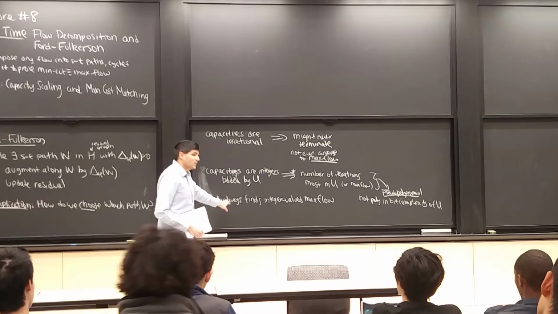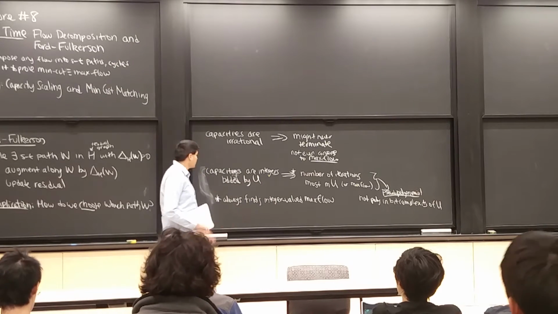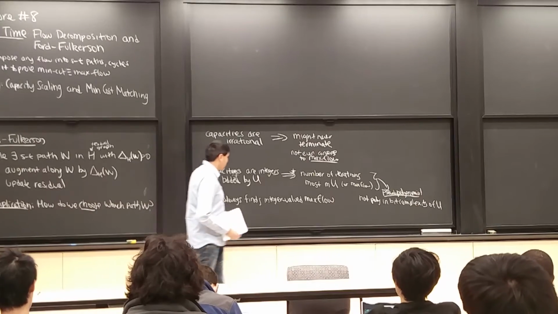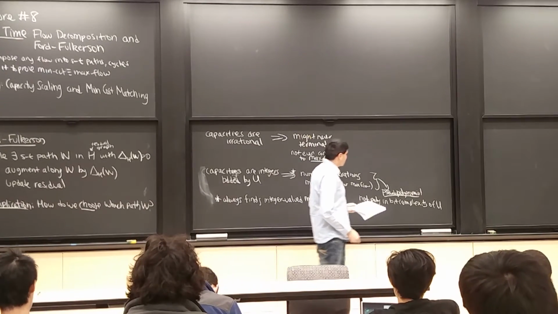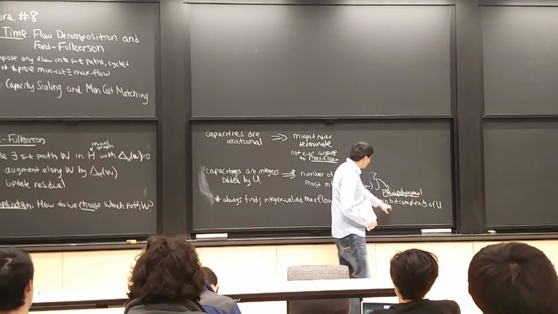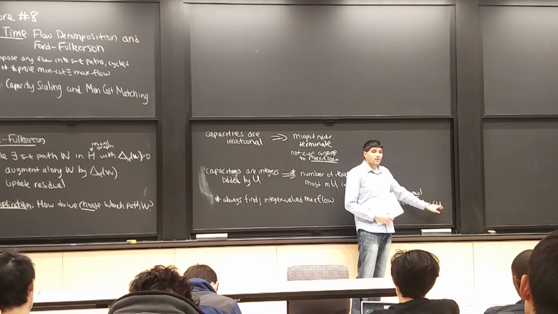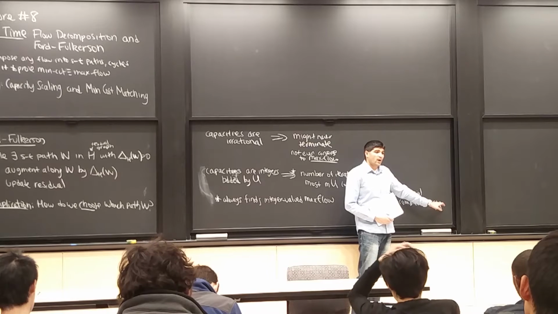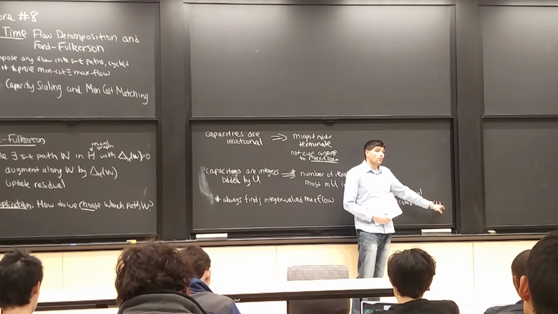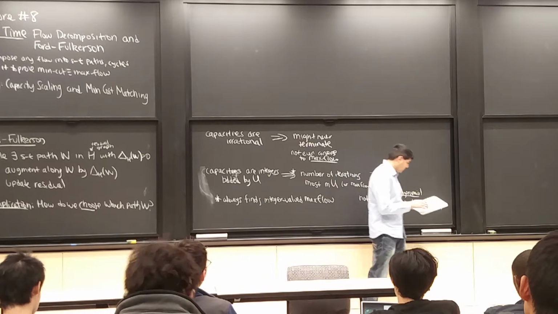But this direction is true and it's very useful. We're going to talk about it later when we talk about matchings, for example. But for the time being, this is the main focus of the first part of the lecture: how do we get rid of this really bad dependence on U and get something that actually depends logarithmically on U instead?